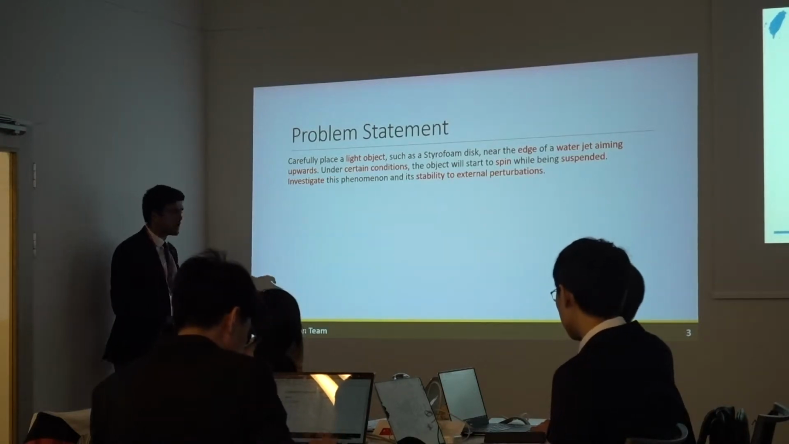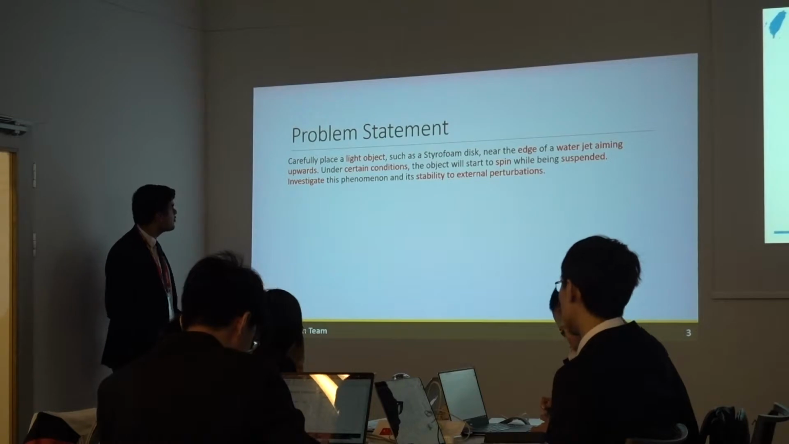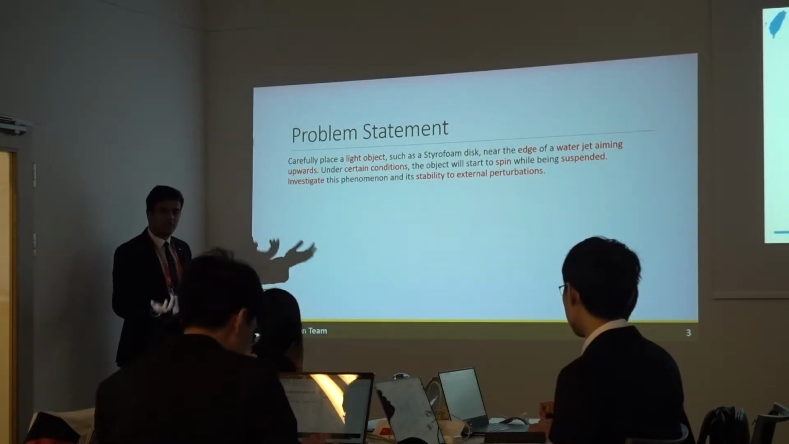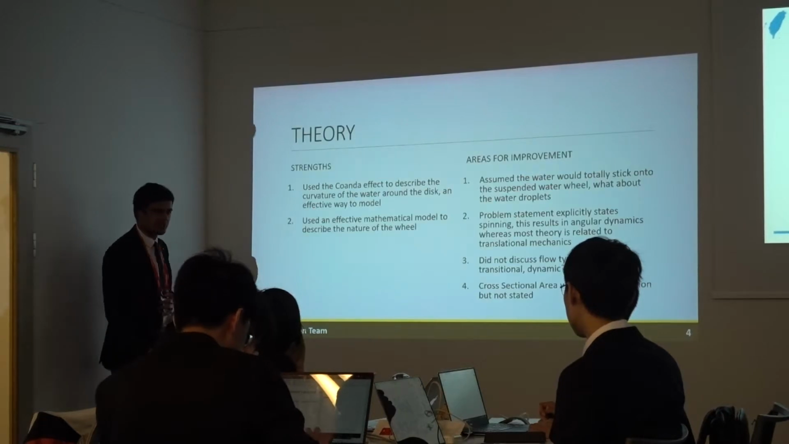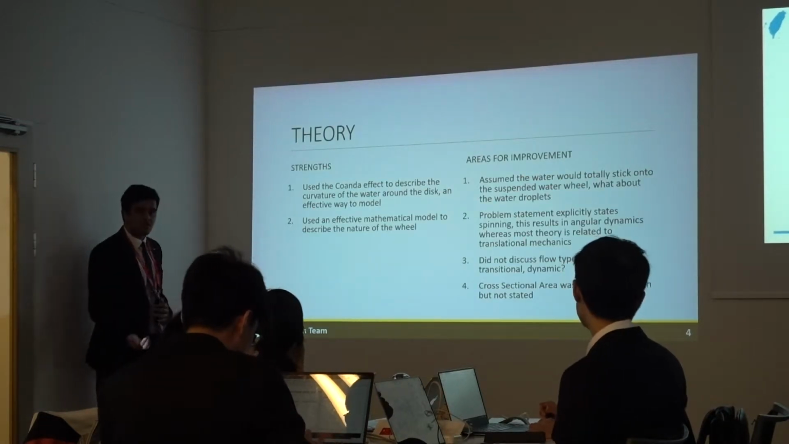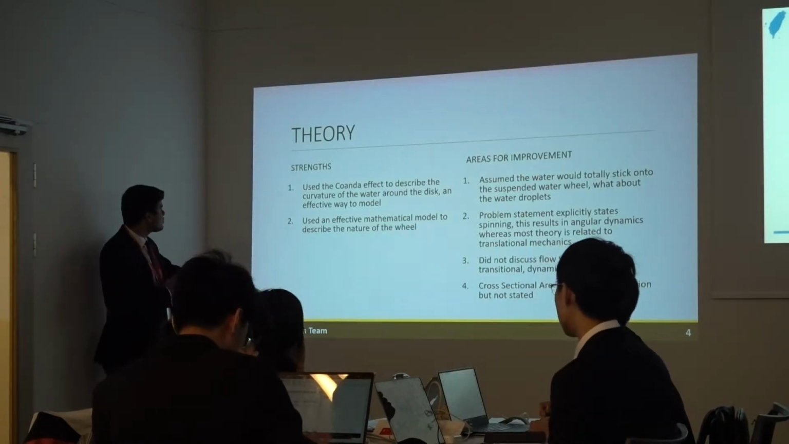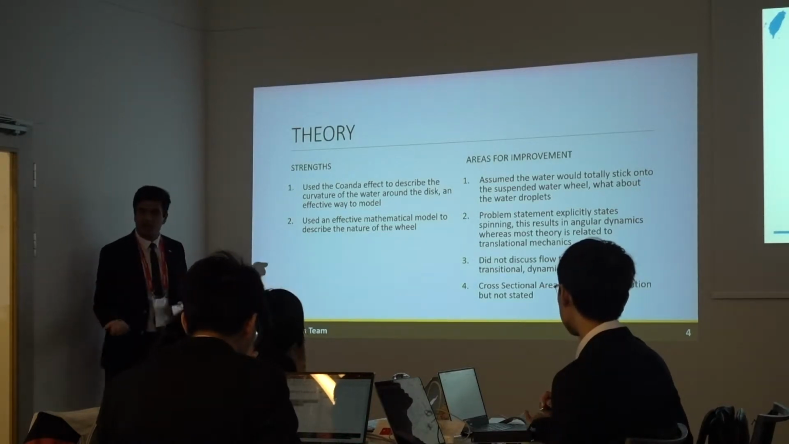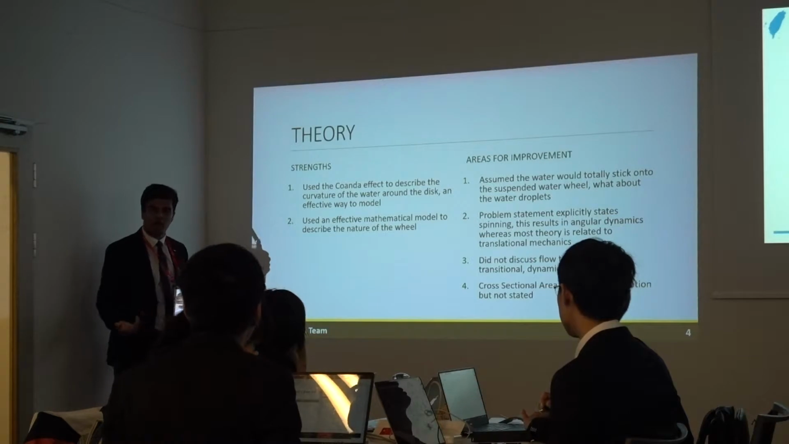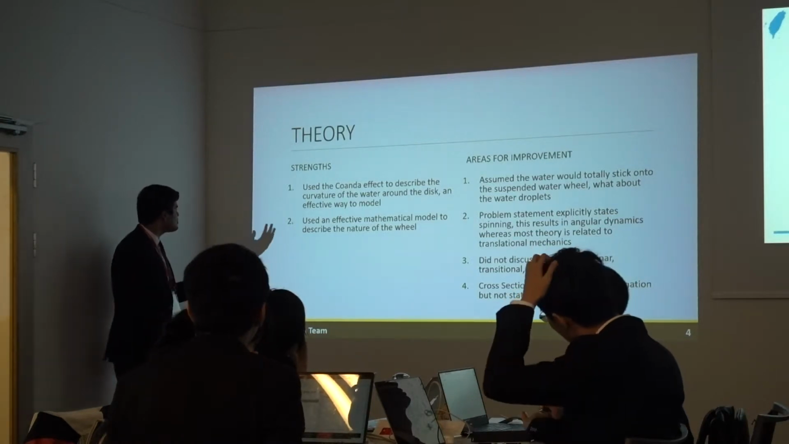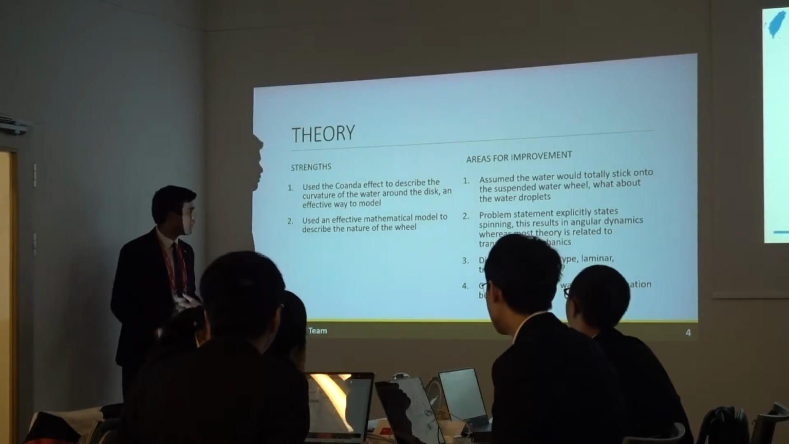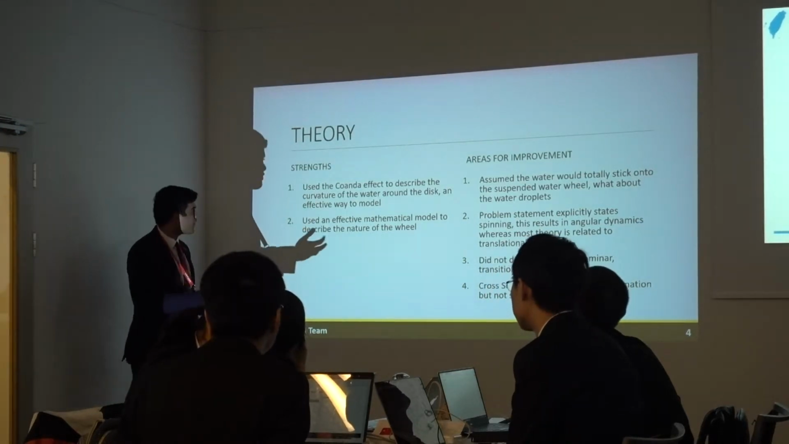First thing I'd like to state is the reporter failed to actually establish certain conditions in the system, and I'd like to move on and discuss a bit more. So, the fairness in the theory: the reporter is able to use the Coanda effect to describe the curvature of water around the disk, which is a valid model of describing the situation. And they used an effective mathematical model to describe the nature of the wheel and how it worked. However, I thought there were some areas of improvement.